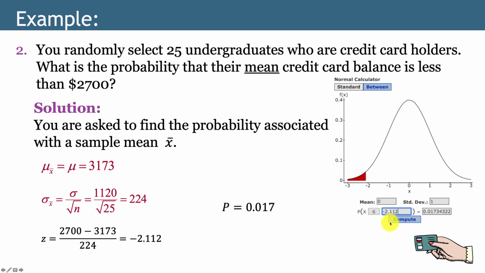And so if I look that up in StatCrunch, that's 0.017. So what does this say? This says if I took 25 randomly selected undergraduates, the probability that the average of that sample of 25 is less than 2,700 is really small, 1.7%. So that's like the size of a class. So the probability that the average credit card debt for an entire class is less than 2,700, not very big.